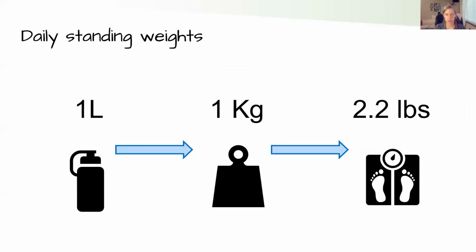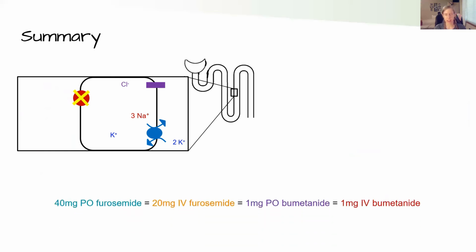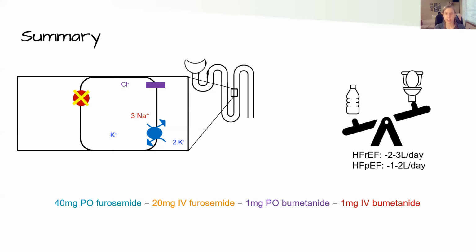So in summary, loop diuretics work by blocking the NKCC transporter in the loop of Henle, thereby losing electrolytes and water in the urine. It's important to know conversion factors between the oral and IV doses of the different loop diuretics that we typically use in the hospital. When you have a patient admitted for acute on chronic heart failure, it's important to carefully monitor their I's and O's to get to your goal diuresis. When you have a patient with HFrEF, your goal should be about 2 to 3 negative liters per day. Meanwhile, in HFpEF, your goal should be negative 1 to 2 liters per day.